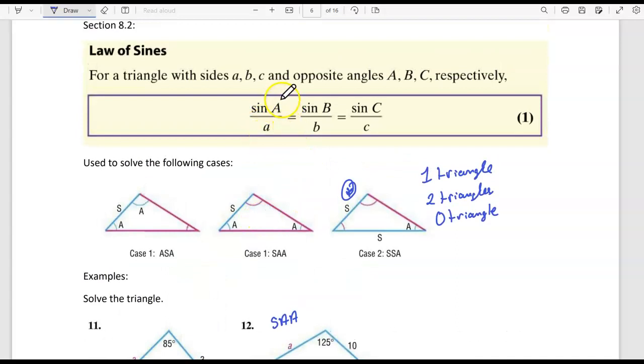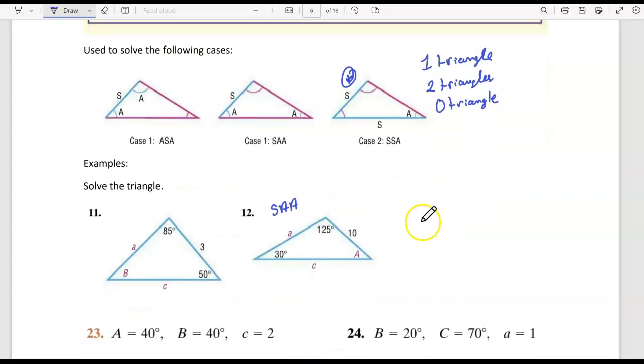And the law of sines simply says sine A over A is equal to sine B over B equals sine C over C. So I can use any of these together. I could put these together if I know that information. I could put these together if I know that information. Or I could put these together if I know that information. So you've got to know three pieces to be able to solve for the fourth.